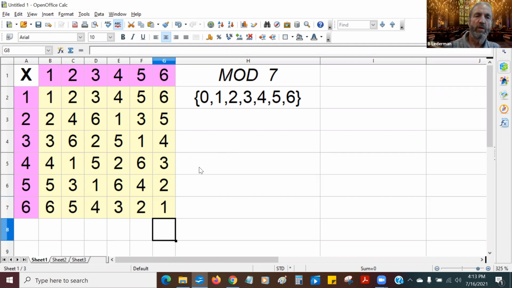So first thing, if we want to show this as a group, we want to show that there's an identity element, but that's pretty simple because one is the identity element. You don't have to be a rocket scientist to see that, or a brain surgeon, or whatever you want to call it. And that's one thing.